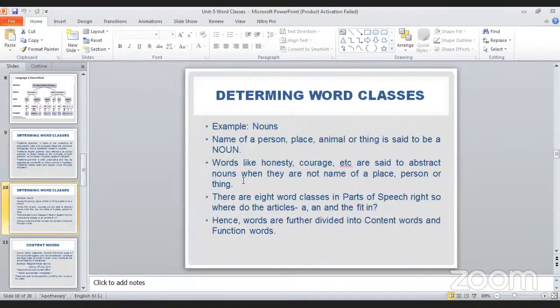For example, let's take noun. What is a noun? It is the name of a person, place, animal, or thing. And we all used to play this game, name, place, animal, thing, in our school days. I hope you all have also played it. So it is called a noun. So when we are speaking about these nouns, let us look at words like honesty, courage, beautiful. So we have a few words which are also called abstract nouns.